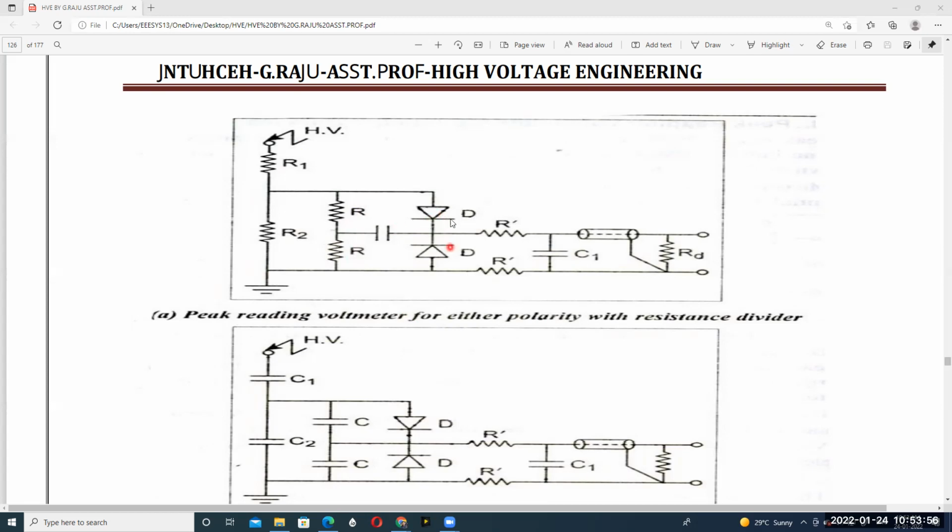So by using this RC network connection we can measure the peak value of input voltage in either polarity, positive pulses or negative pulses, whatever the polarity of the input supply. That can be measured using this peak reading voltmeter for either polarity with resistance divider. This is the surge impedance of the cable, the cable used to avoid reflections. Any reflections on the input side can be overcome by using surge impedance cables.